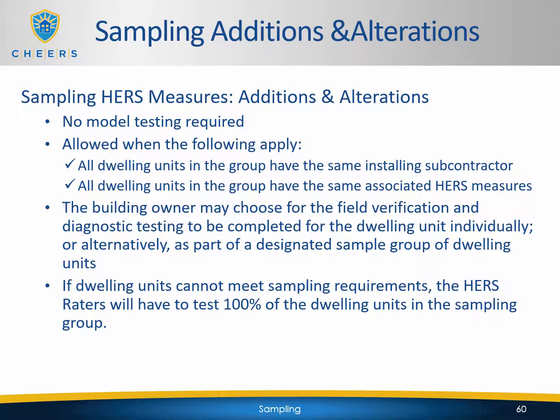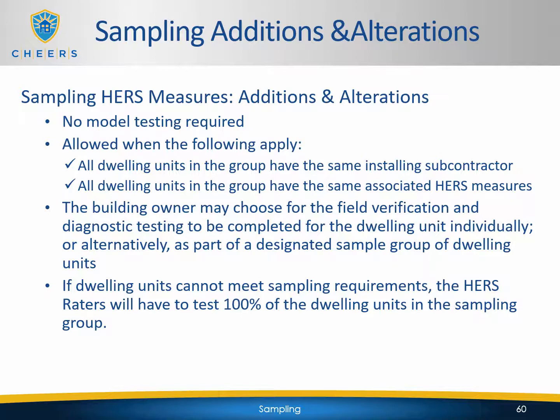And there are also sub-requirements along with the sampling that we mentioned. So the main difference is the fact that no model testing is required. If you remember, in new construction you have to do model testing. In additions and alterations, you don't, because you don't really have models. You're working on custom homes, specific homes for alterations, for HVAC and so forth. So you're not going to have a model.